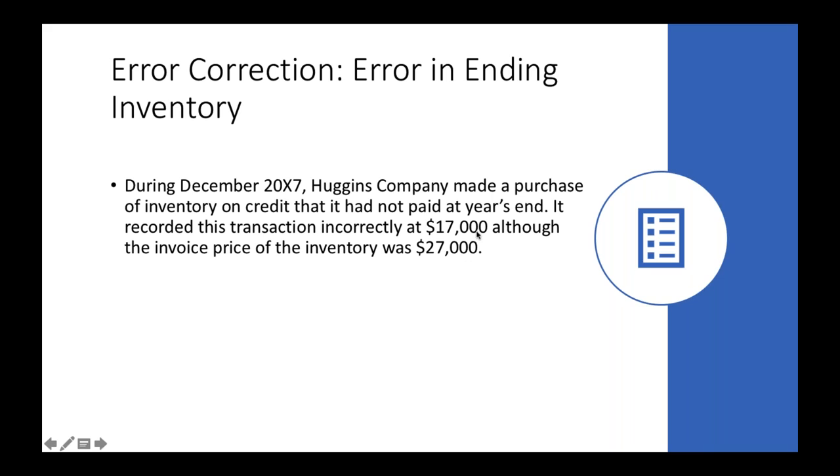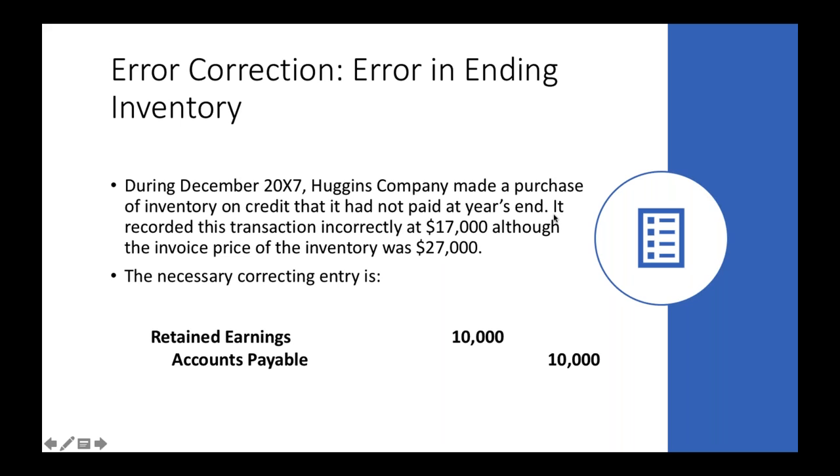Errors in purchases: inventory was bought on credit, not paid at the year end, and this transaction was recorded incorrectly as 17,000, although the invoice price of the inventory was 27,000. So the inventory is understated. It's supposed to be 27,000, but it is recorded as only 17,000. So there is a difference of $10,000. Your profit increased. Therefore, it should be adjusted in retained earnings by booking an accounts payable of $10,000.